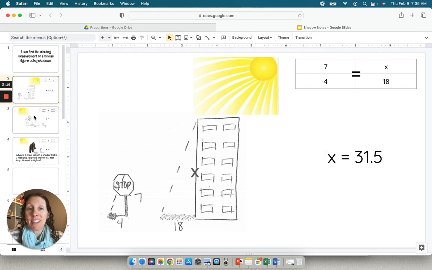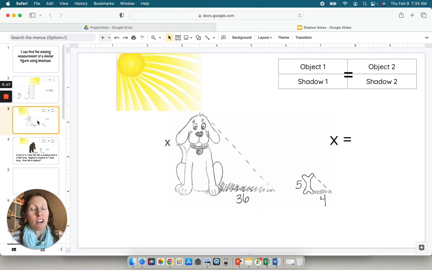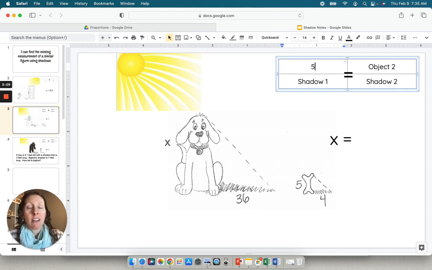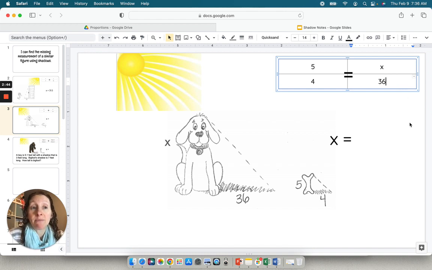All right, let's try another. We're going to figure out how tall Clifford is. So we have this bone that is standing up. The bone has a length of 5 units, and its shadow is 4 units. So again, for my consistency, I'm putting the height of the object on top and the length of the shadow on the bottom. So then for Clifford, we don't know how tall Clifford is yet, but Clifford's shadow is 36 units in length.